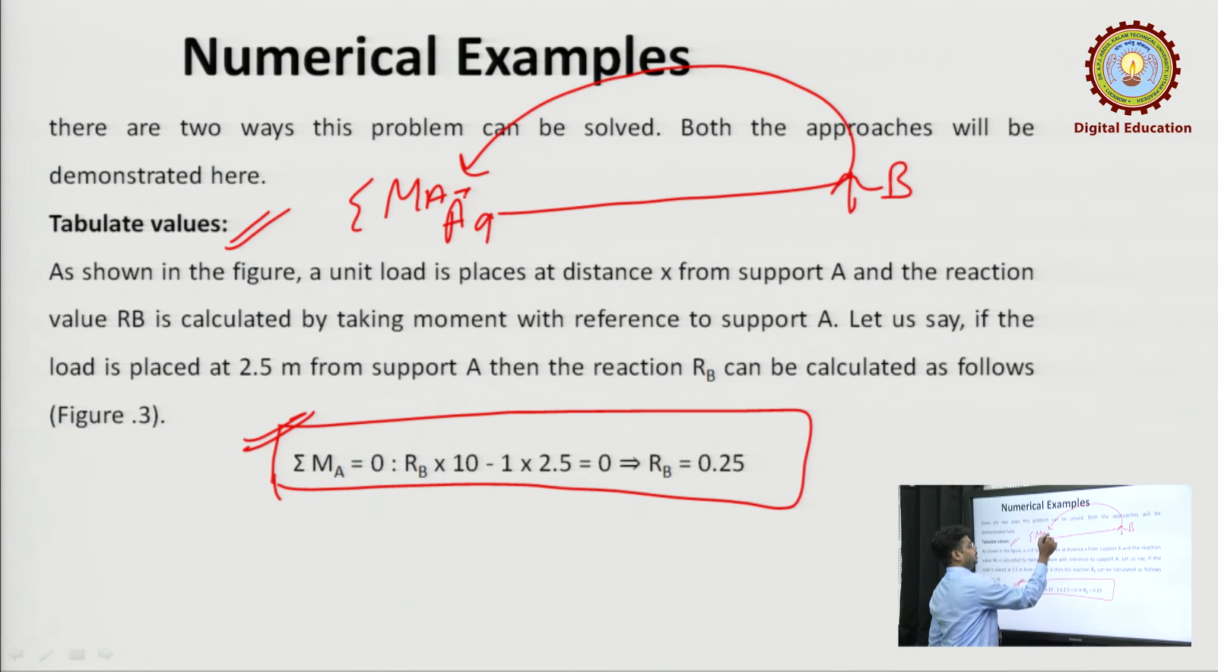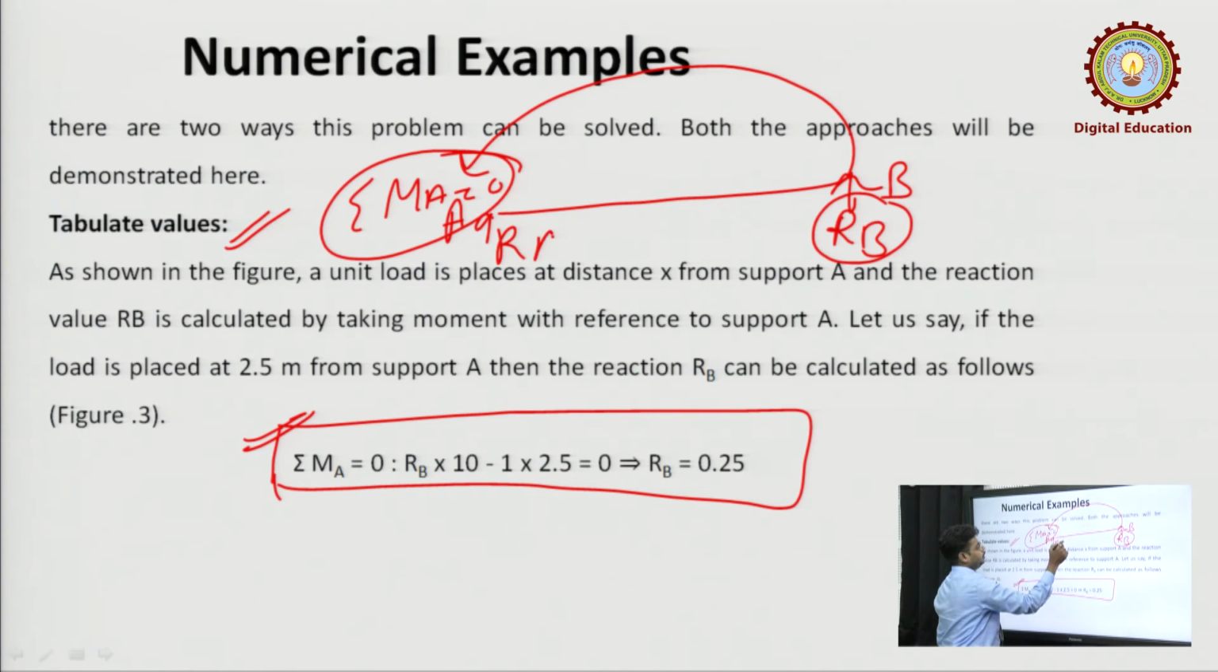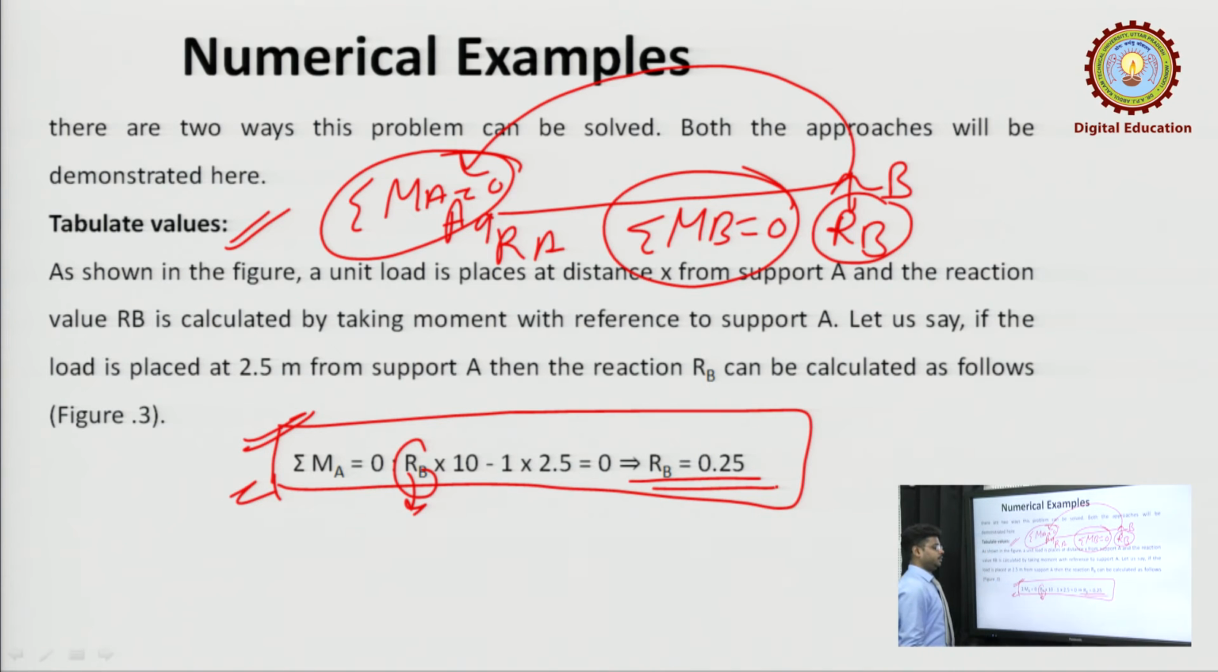Taking MA equal to 0. Why are we taking only MA equal to 0? Why are we taking a moment around A only? Because we have to find the reaction RB. If we had to find the reaction RA, we could also take a moment about MB equal to 0. Okay. Now you can find RB here. You have a value of RB 0.25.